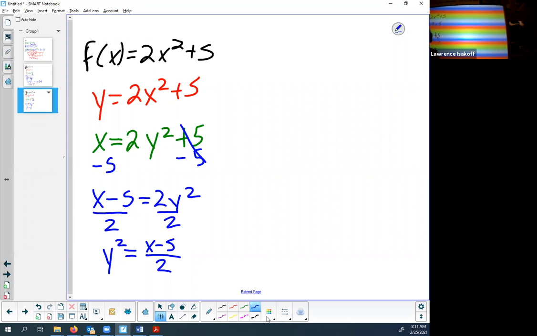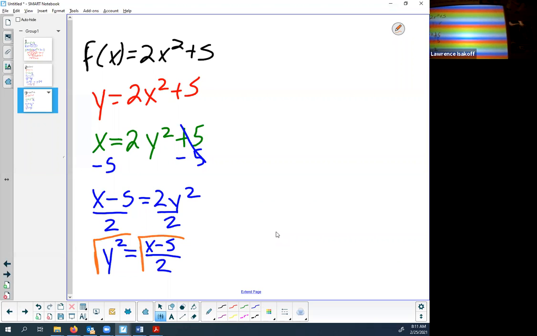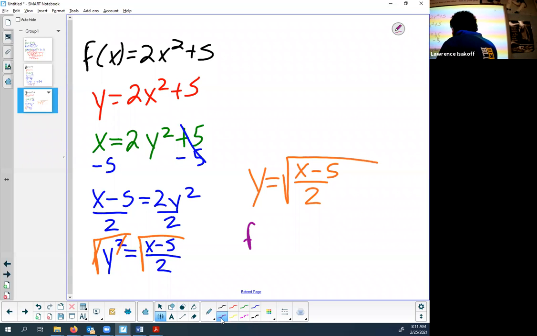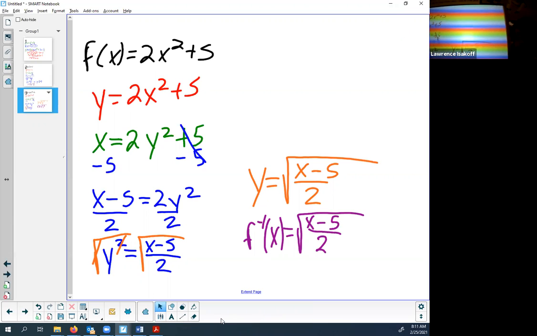Now, to get rid of the squared, I can take the square root of both sides. And when I do that, that leaves me with y equals the square root of all of this. I could also write that if I wanted, f inverse of x is equal to the square root of all of this. So I'm just going to type this in. I feel this just looks a little neater, just one big fraction underneath my entire square root, as opposed to two smaller fractions.